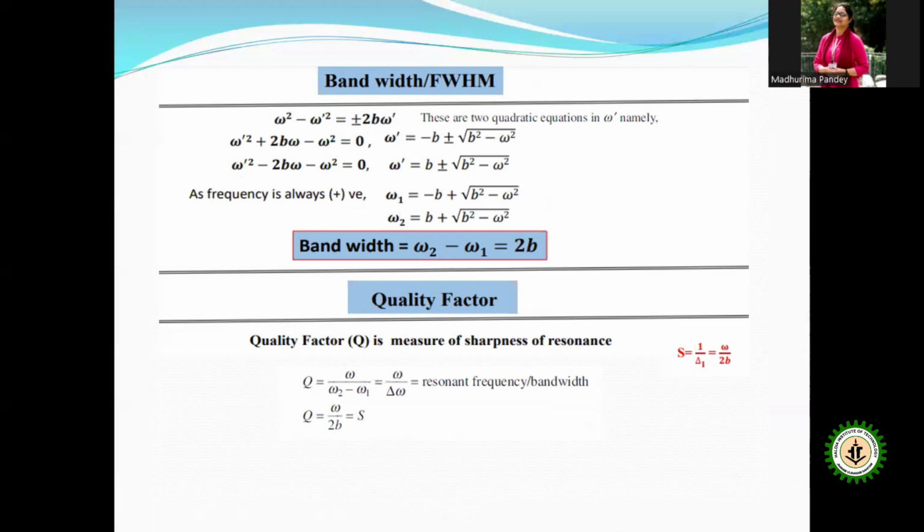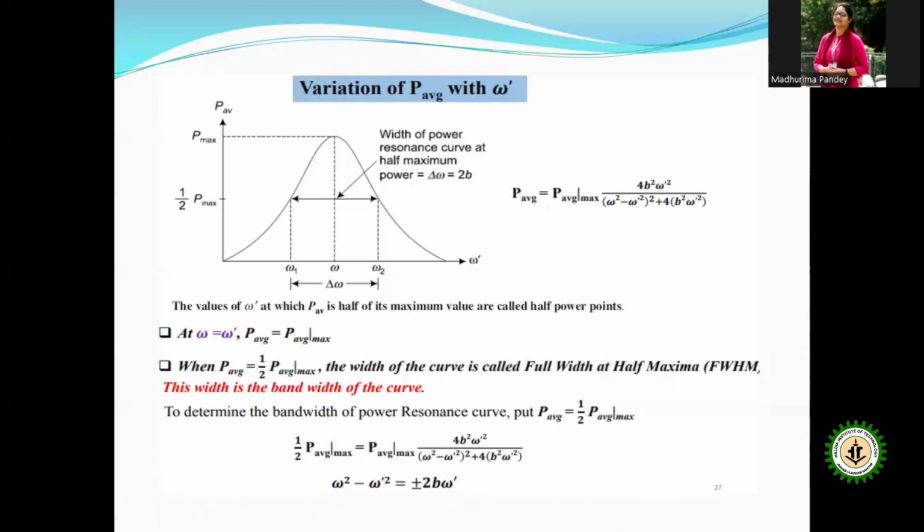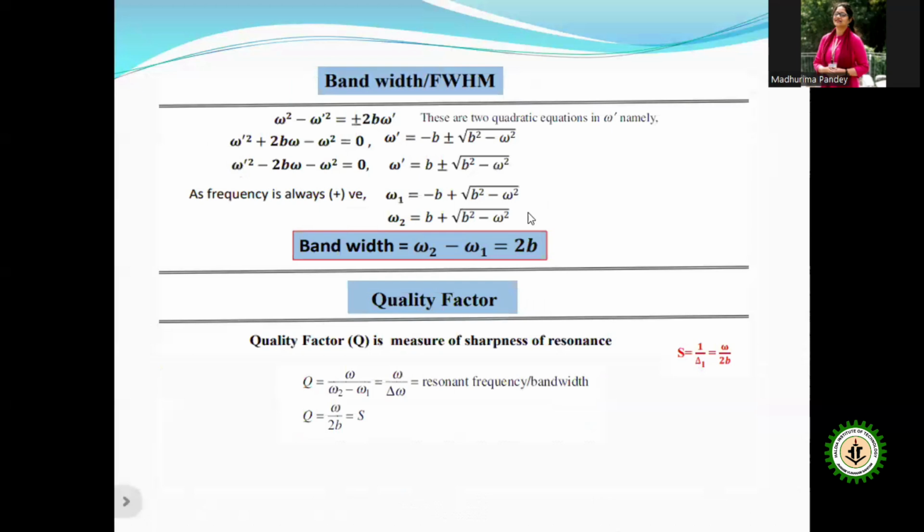So now if you solve it, the bandwidth is basically omega 2 minus omega 1, and that is basically 2b. So how do we get bandwidth to be omega 2 minus omega 1? When we take omega 2 minus omega 1, we get the width of the curve here. So that is basically bandwidth, which we obtained as 2b. This expression is important: that is the value of bandwidth.